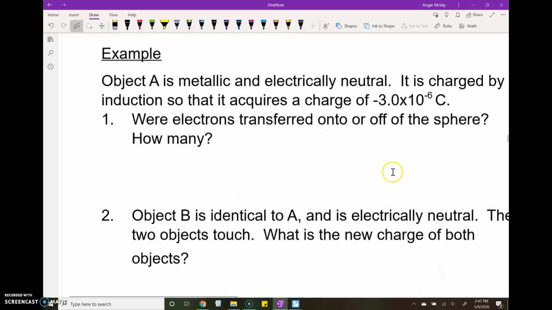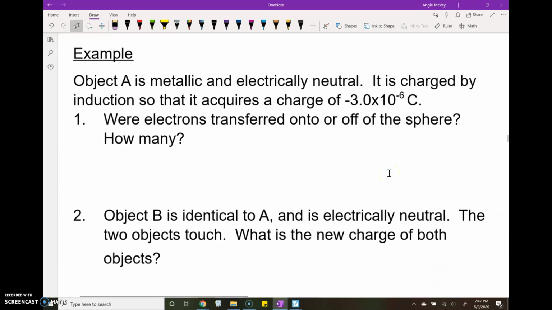All right, so here's an example. An object is metallic and electrically neutral. Metallic just means that charges can move around easily. We've got an electric conductor. It's electrically neutral, which means we're starting out with an equal number of positive and negative charges. It's charged by induction, so that it acquires a net charge now of negative 3 times 10 to the minus 6 coulombs.